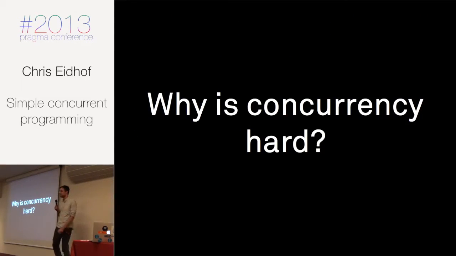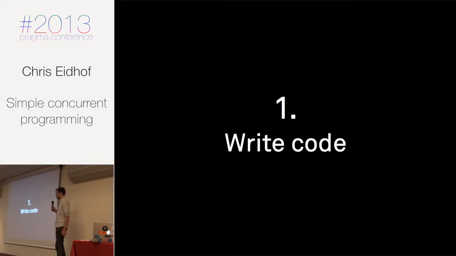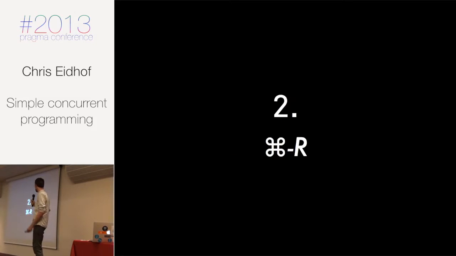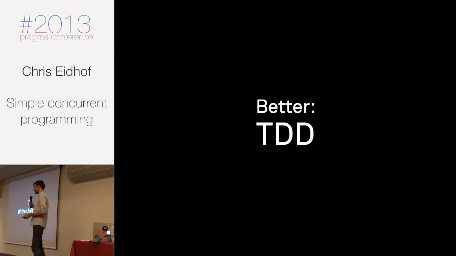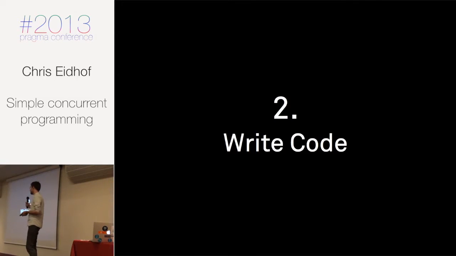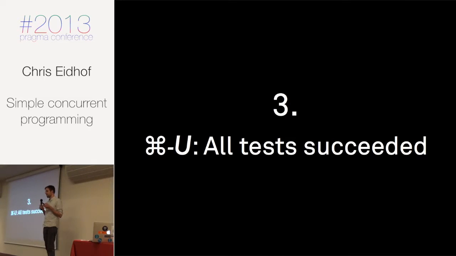Yeah, and then the question, why is this so hard? Because everybody knows it's hard and everybody has problems with it, but why is it like that? So this is what I always do. I write some code, then I run it, and I test it on my device, or sometimes on simulator, and everything works. However, if you're doing async programming, sometimes it doesn't work. So you might say, well, Chris, you're doing it wrong, you should do it like this. So you write a unit test, you make it fail, then you write the code to implement it, all tests succeed. And you might still have bugs.